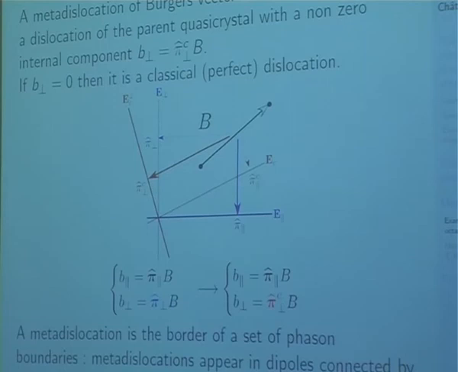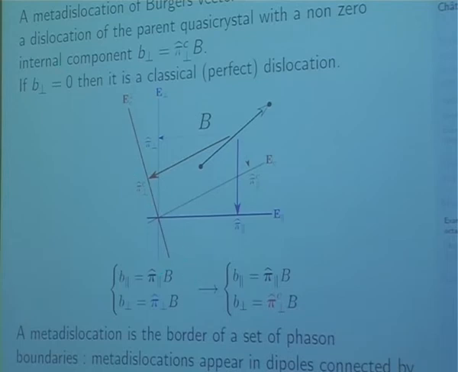Metadislocation. To me, a metadislocation of Burger's vector B in a given approximant is a dislocation of the parent quasi-crystal. So I take the dislocation B, it's here, with the Burger vector B. This is, in blue, the standard way of looking at the dislocation in the quasi-crystal. Now I will do the same. I take B, make the very same projection in parallel space. It will give the same Burger vector with the same length, everything the same in parallel space. But now I look at this Burger vector in this space, not anymore in that one.